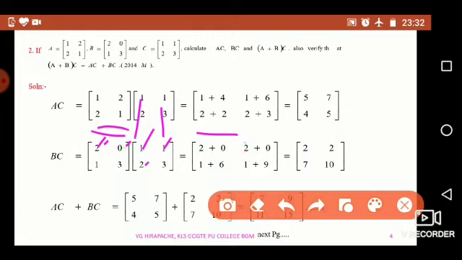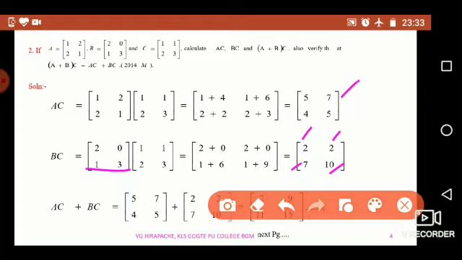Similarly, we can multiply the second row with the first column and second column. We get the second row with the first column: 1 one is 1, 3 twos are 6. Again 1 one is 1, 3 threes are 9. Therefore, the second row elements are 7 and 10. Therefore, here we have the matrix BC containing the elements 2, 2, 7 and 10. So this is the matrix AC containing 5, 7, 4, 5 and this is the matrix BC.